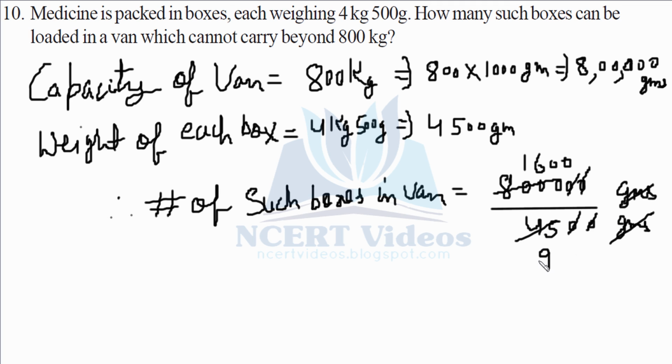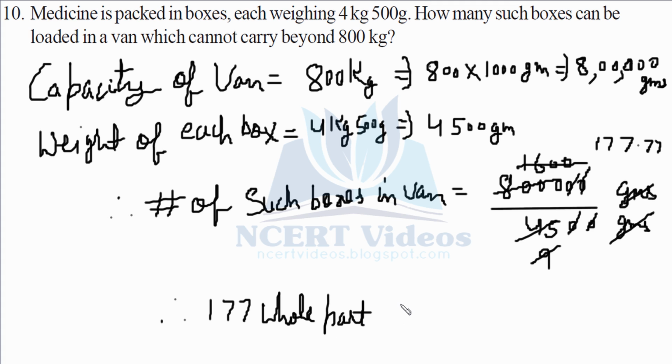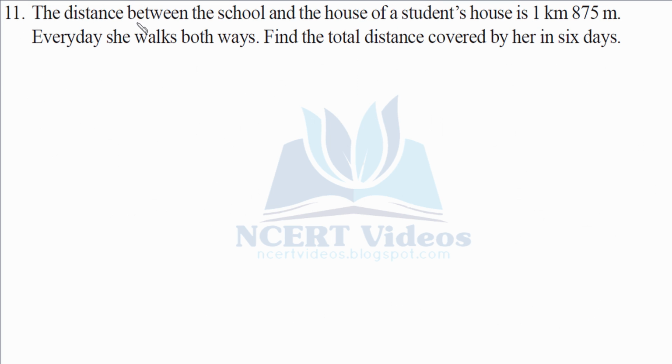So when we divide 1600 with 9, it turns out to be 177.77, and it goes to infinity. So exactly we have whole number 177. Therefore 177 such boxes can be easily placed in the van that cannot carry beyond 800 kilograms. So that is how you will do such kinds of questions again. So 177 boxes.